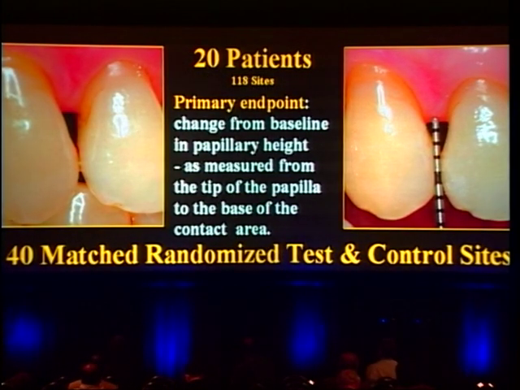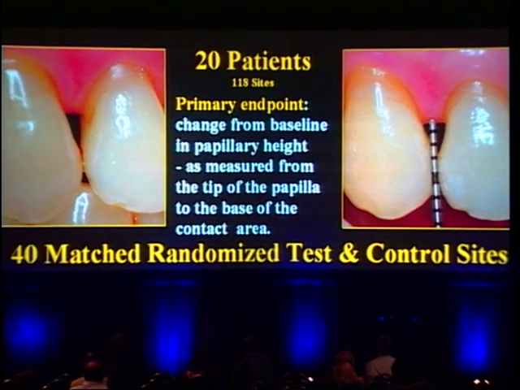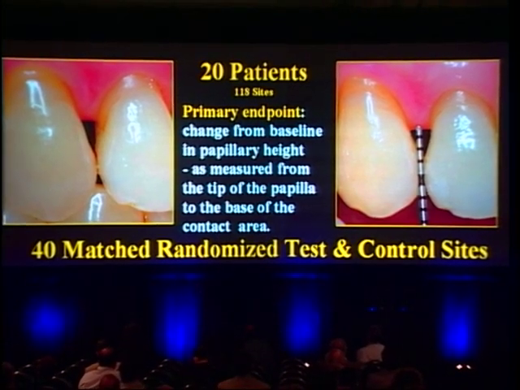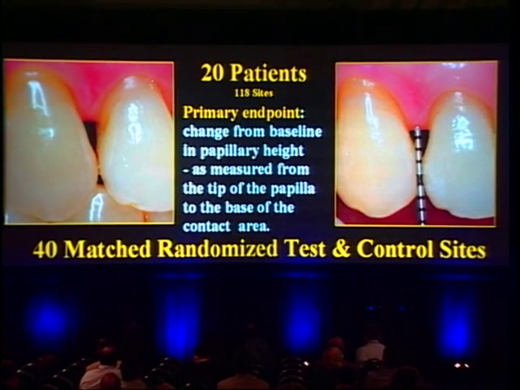So in our study, we have 20 patients, 118 total test and control sites, but we have 40 matched randomized test and control sites, meaning we have 2 primary test and control sites. We've tried to match the defects, and then we have a lot of other sites to allow us to collect more data. Our primary endpoint is change from baseline in the papillary height to the base of the contact area, and we're measuring that with a probe.